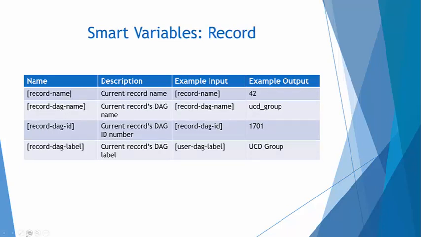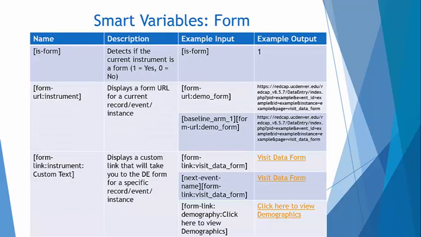There are also 4 smart variables involving the record. You can display the record name, the record DAG name, the record DAG ID, and the record DAG label. There are 3 smart variables that apply specifically for forms. The first one, isForm, simply detects if the current instrument is a form and displays a 1 for yes and a 0 for no. This can be useful in things like branching logic if you want certain questions to appear or become an option only if the form in question is being viewed as a data entry form, not as a survey.